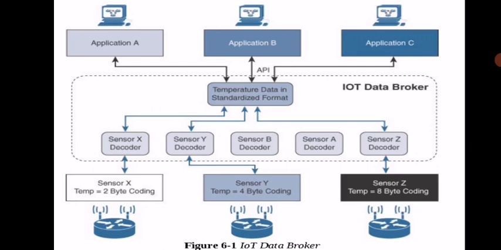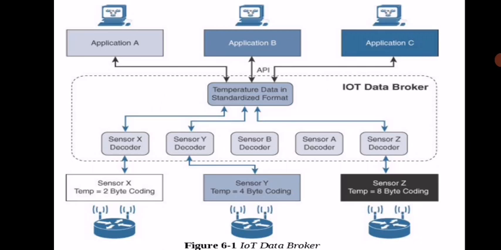So sensor X, observe the explanation properly. If sensor X is sensing the temperature, then it will be coding that information. In total how many bytes? It will take a total of 2 bytes exactly. So 2 bytes of coded information will be sent from sensor X to the sensor X decoder. What will the job of the sensor X decoder be? It should decode the temperature, the 2 bytes of information, and the decoded information should be sent for data standardization format. There the data should be represented in proper format. Later it should be transferred to the applications exactly.